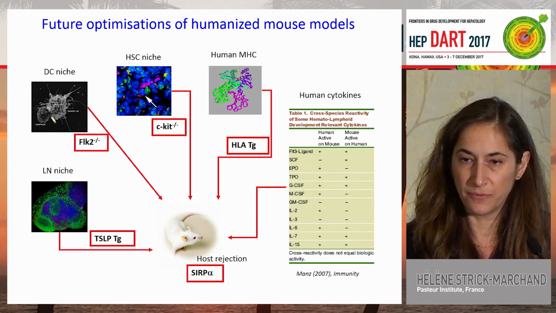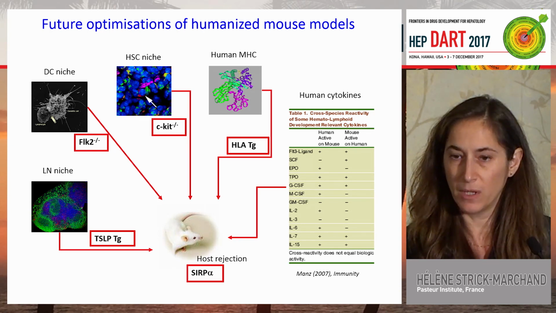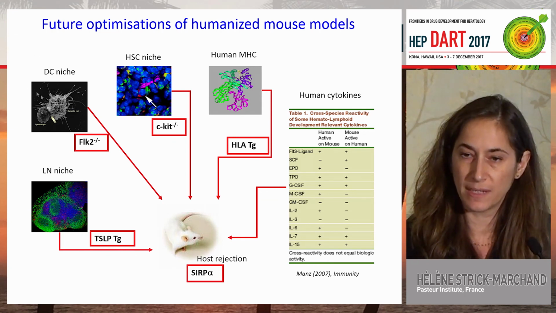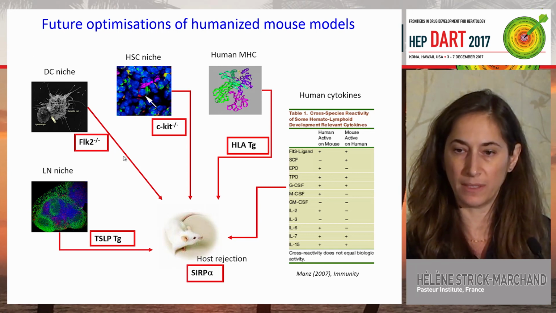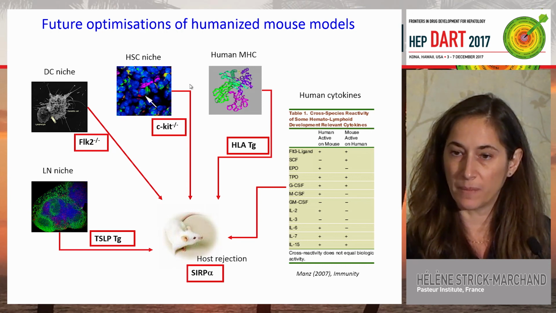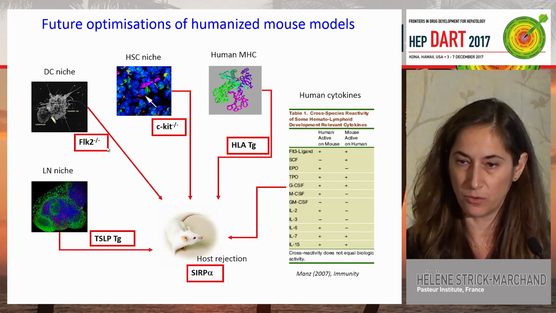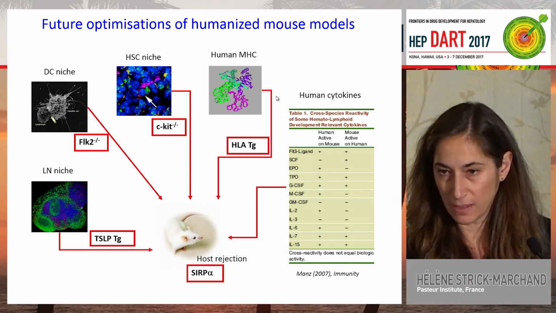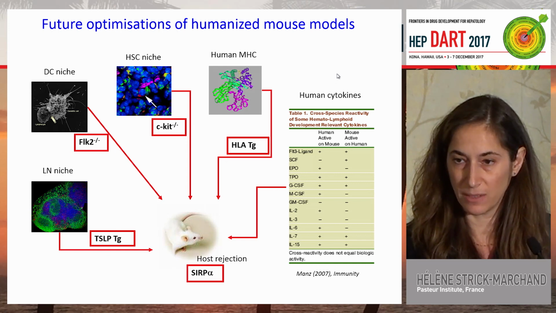So these are different future ideas to optimize the humanized mouse models. I think we've gone through some of them. For the lymph node development, we're using TSLP transgenic animals. To increase the dendritic cell niche, we've knocked out the mouse FLT3 and added back human FLT3 ligand, which is human-specific, so we only have development of human cells. And we crossed in the human HLA transgenes to improve T-cell development, and we still need to work on the human cytokine cross-reactivity with mouse cells.